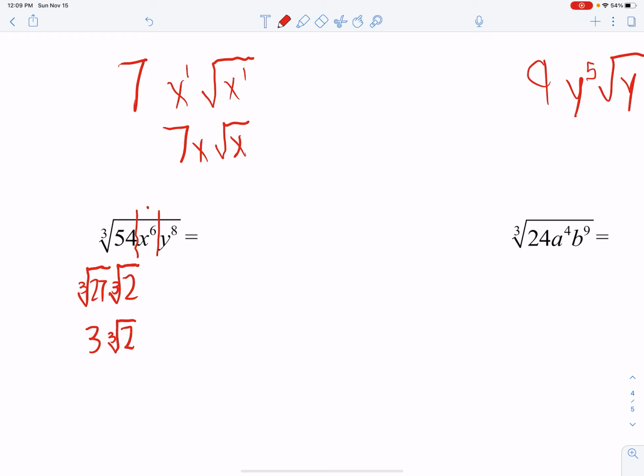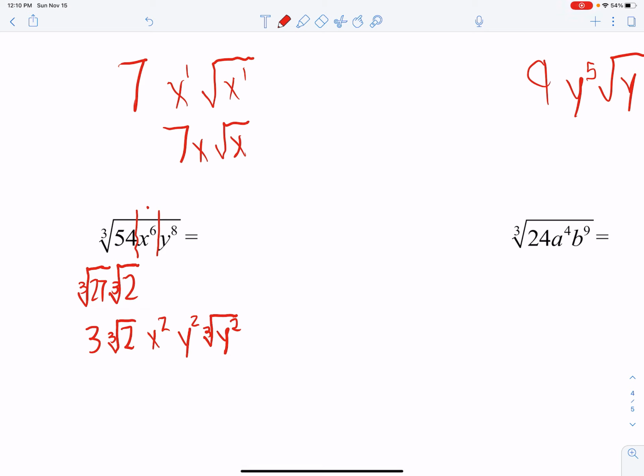Next, we look at the x part of the problem. For the cube root of x to the 6th, remember, we think, how many times does 3 go into 6? It goes in there twice. So we have x squared. The next part with y, 3 doesn't go into 8 evenly, so this is one of those where we know there's going to be part outside the root and part still under the cube root. 3 goes into 8 twice with the remainder of 2. So that's going to be y squared times the cube root of y squared.